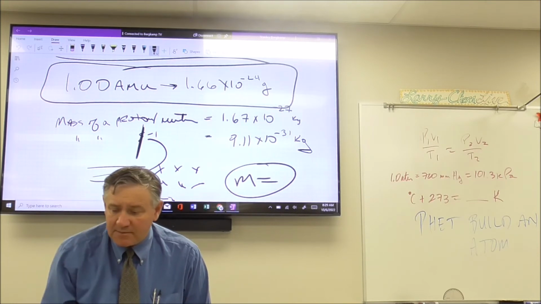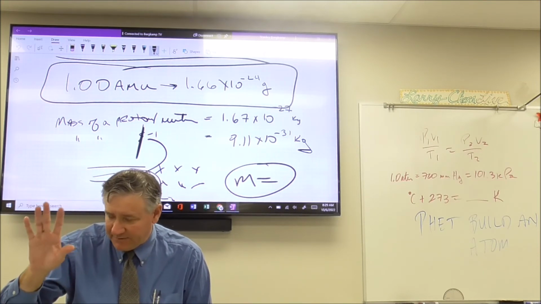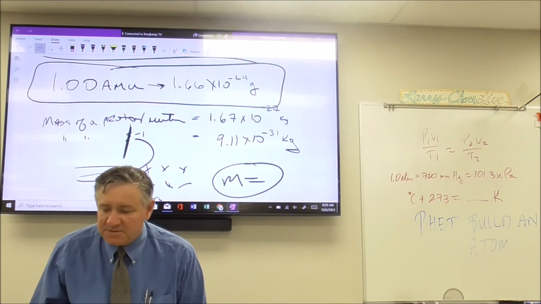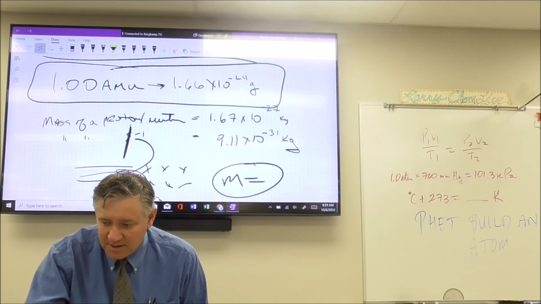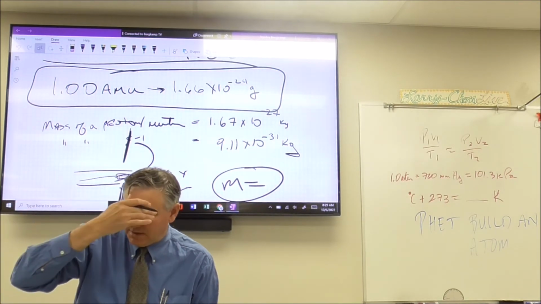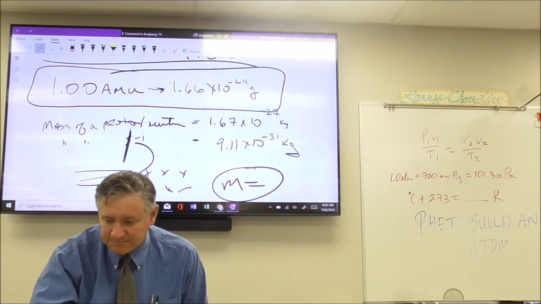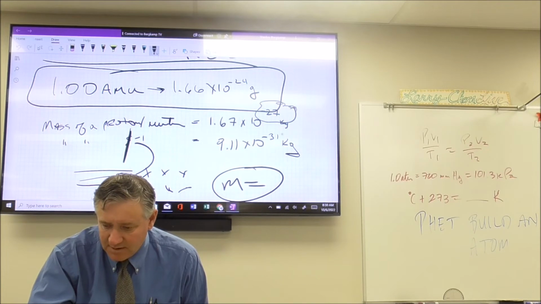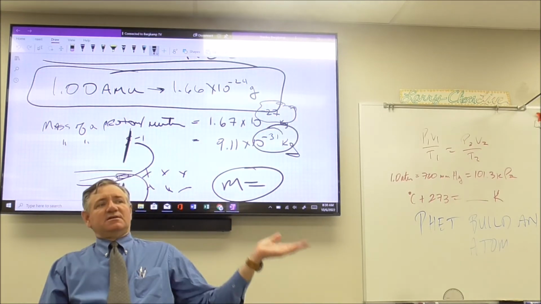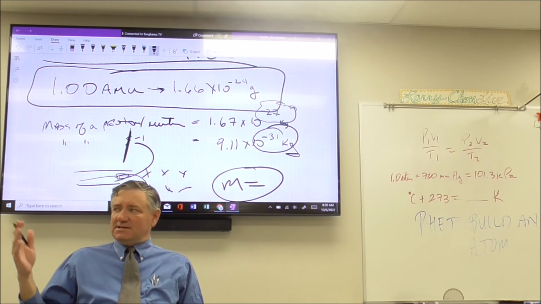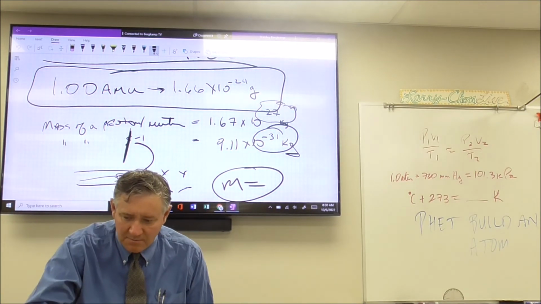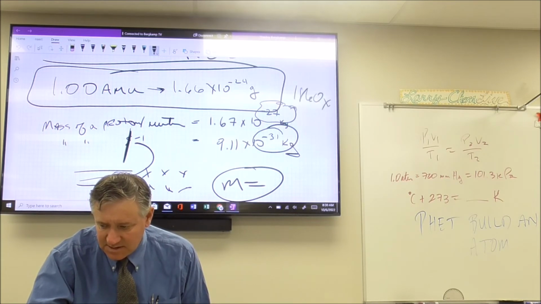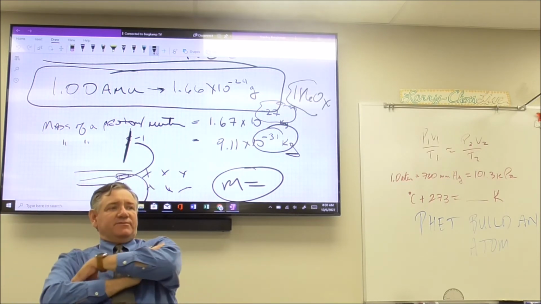So 1 atomic mass unit, and it varies depending on if it's a proton or a neutron, is about 1.66 times 10 to the negative 24th kilograms. Or grams. In physics, we work off of kilograms. So here's what I want you to see. The mass of a proton or neutron is 10 to the negative 27. The mass of an electron is 10 to the negative 31st. So what that means is, in round numbers, the mass of a proton or neutron is about 1,860 times greater than the mass of an electron.